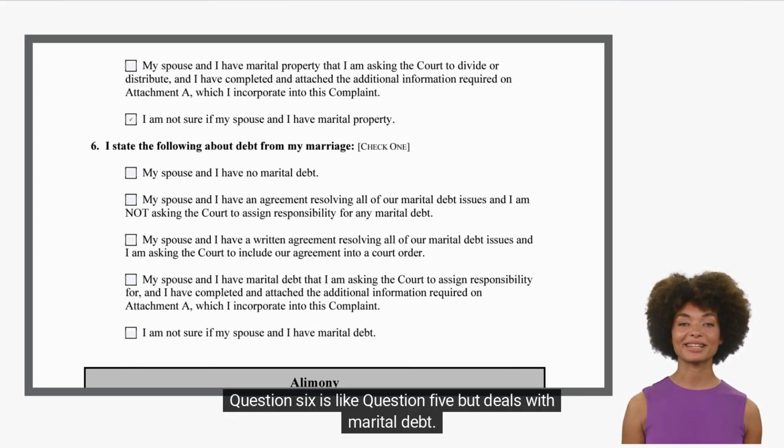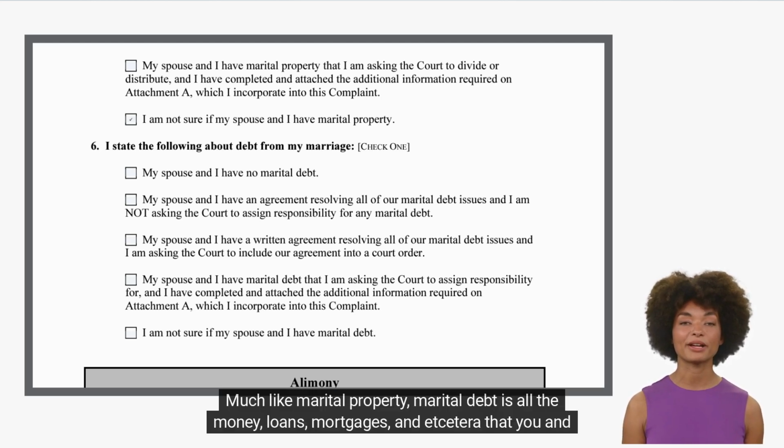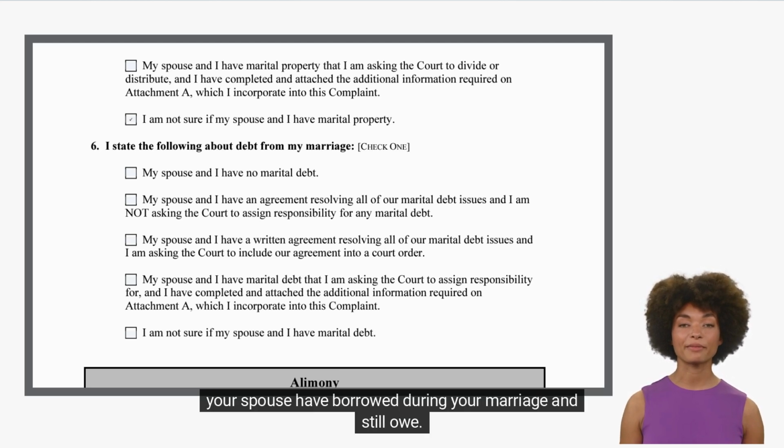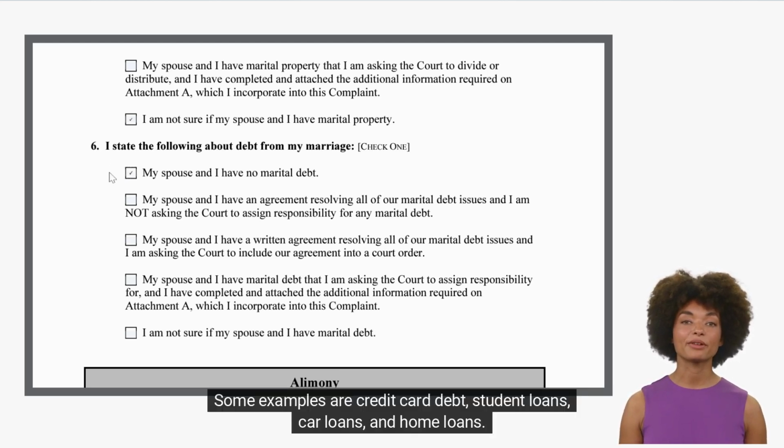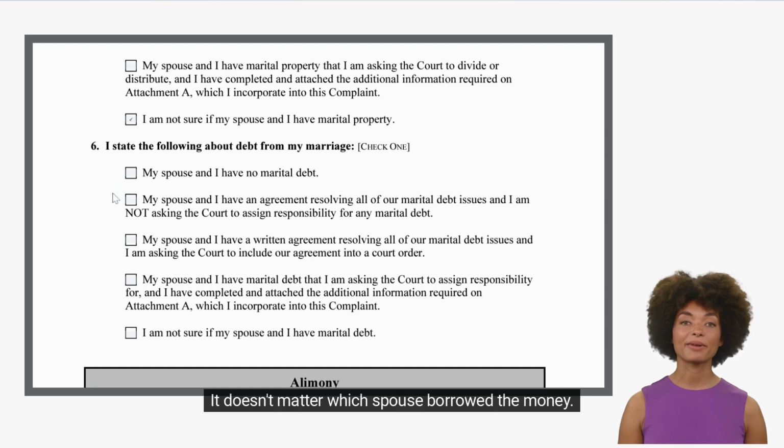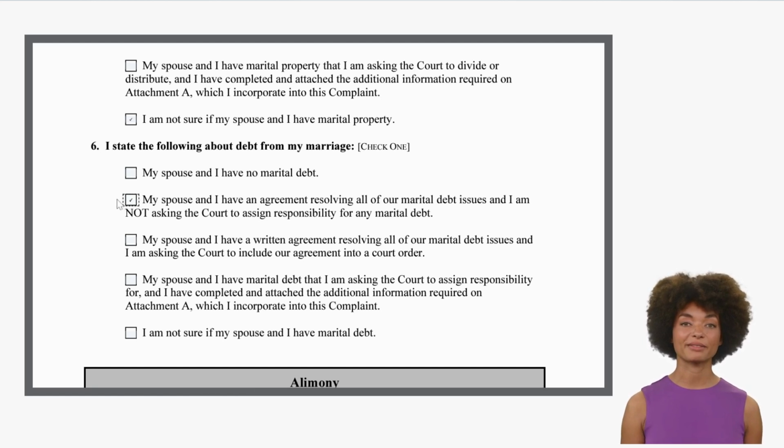Question 6 is like question 5 but deals with marital debt. Much like marital property, marital debt is all the money, loans, mortgages, etc. that you and your spouse have borrowed during your marriage and still owe. Some examples are credit card debt, student loans, car loans, and home loans. It doesn't matter which spouse borrowed the money. If it was borrowed while you were married, it's marital debt.